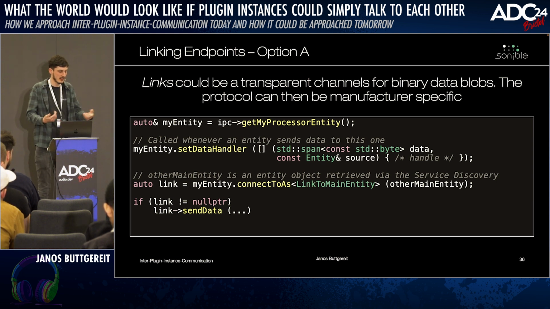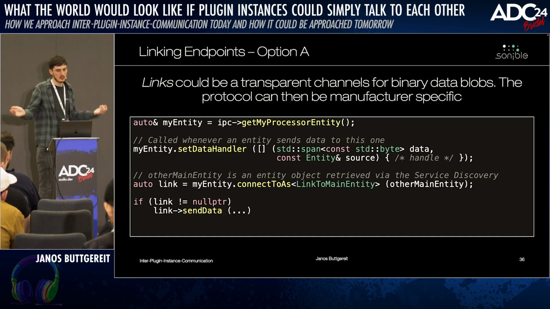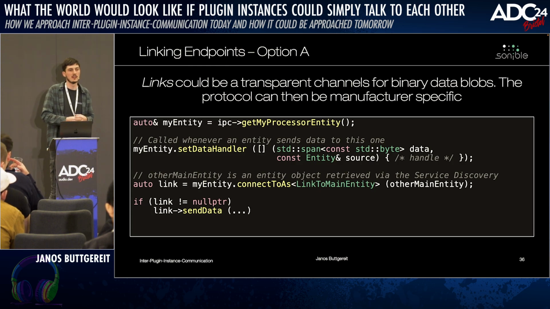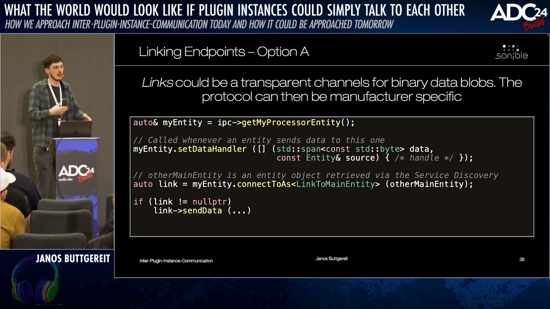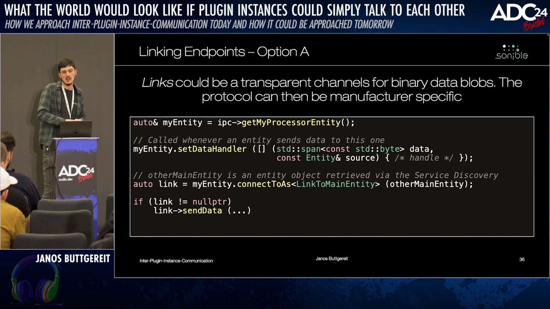And the entity can connect to another entity, and if it can establish a link, then it can use this link to send raw data to this other plugin, which leaves the communication protocol totally up to the plugin, which can be fine because maybe this would be all we need to make reasonable inter-plugin communication work.